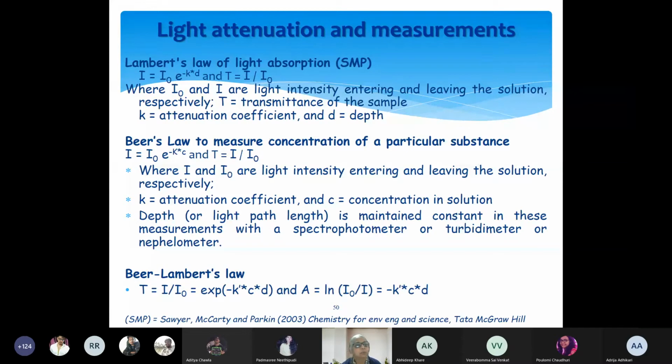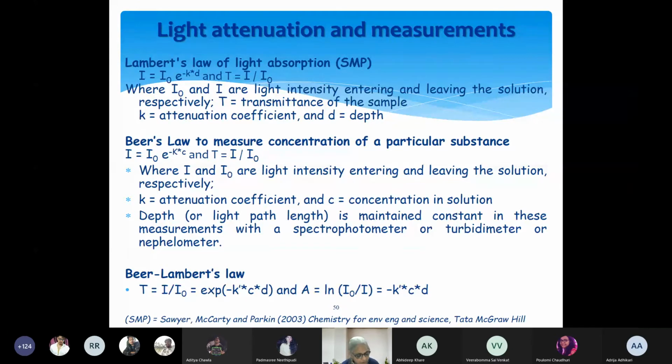Okay, now we come to light attenuation and the measurement of it. Now in the lab, and perhaps you have done this in school as well, you probably know that you can measure the concentration of any substance if it is added in water. So you have, let's say, a single compound added to water, and you take various samples and you gradually increase the concentration of the samples.